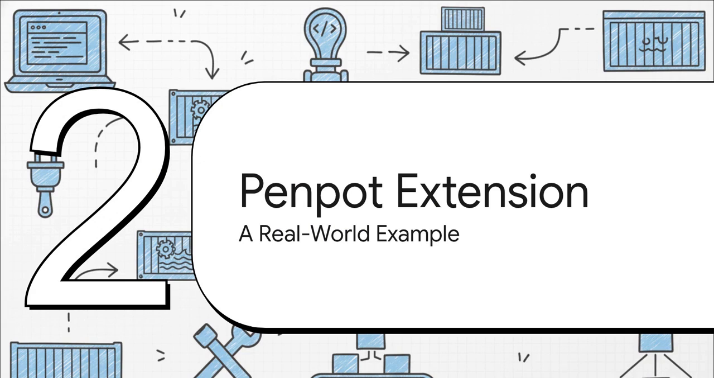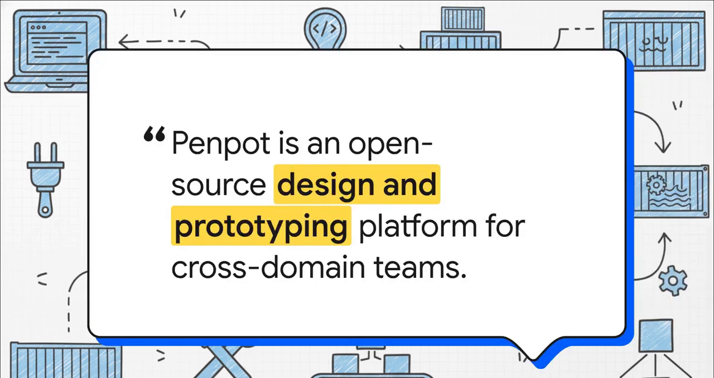Okay, theory is one thing, but let's see this stuff in action. We're going to look at a fantastic, real-world example that shows just how powerful this concept can be, the Penpot Docker Extension. So first, if you haven't heard of it, Penpot is this amazing open-source design and prototyping tool. You can think of it as an alternative to something like Figma, but the key difference is you can host it all yourself. It's incredibly powerful, especially for teams who want to have total control over their design assets and data.